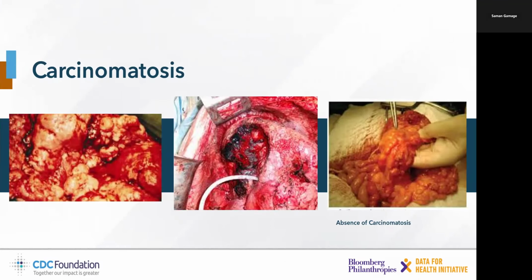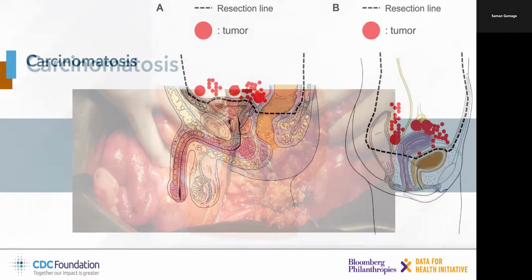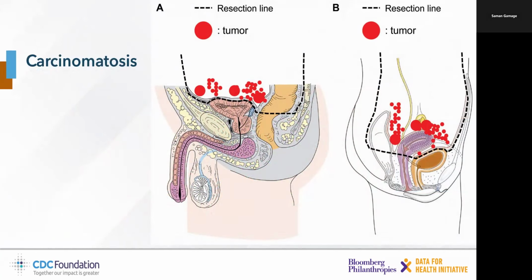Carcinomatosis is widespread dissemination of carcinoma within the body. So it can disseminate anywhere within the abdominal cavity or into the other organs. And here you can see a dissemination of a carcinoma in a female and also in a male. You can see the tumor and disseminated carcinoma deposits.